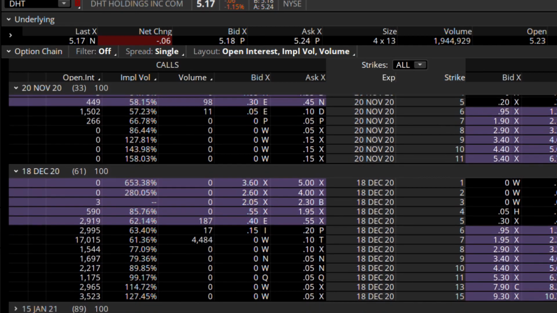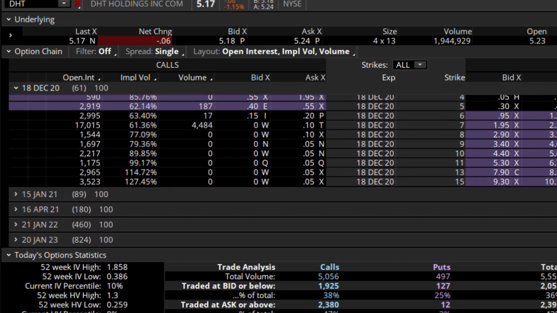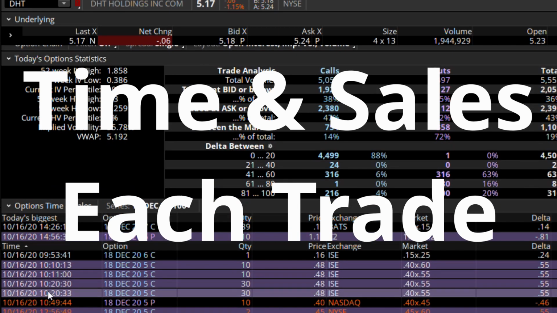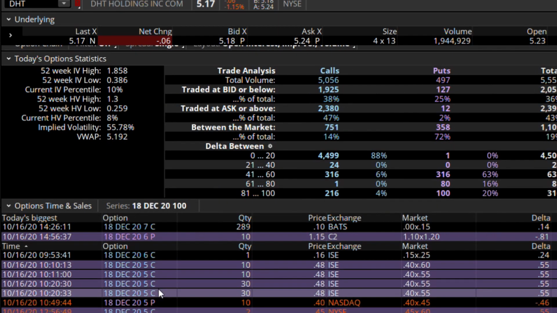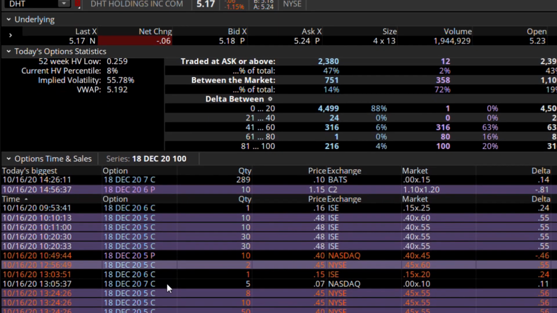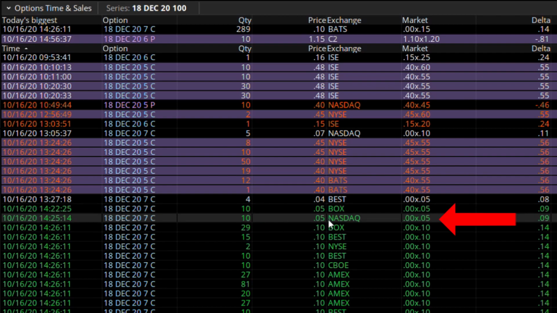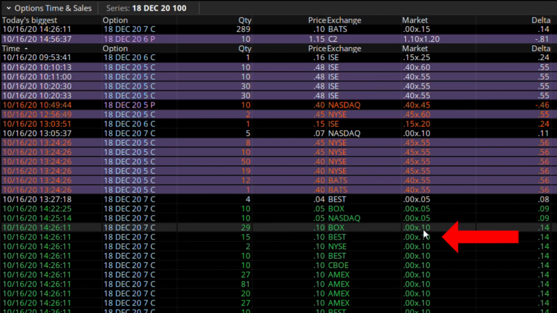Now, how did I figure this out? I went down to time and sales and I picked the December contract. By going in time sequence, I can see what happened initially in there. Someone came in at 222 and bought 10 contracts for 5 cents, and that was 59% implied, which is about where the market is. Then they bought another 10 at a nickel. Then they bought 29 at 10.